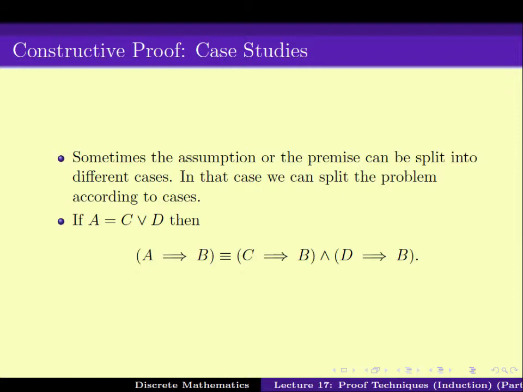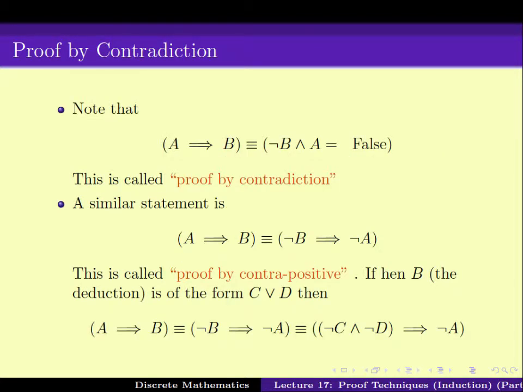We also looked at two more proof techniques, namely proof by contradiction and proof by contrapositive. In both the cases, we look at the problem in a different way, namely proving A implies B is the same as proving not B and A is false, and this is called proof by contradiction, whereas in the proof by contrapositive, you prove not B implies not A. We have seen various problems for which these different kinds of proof techniques are applied.